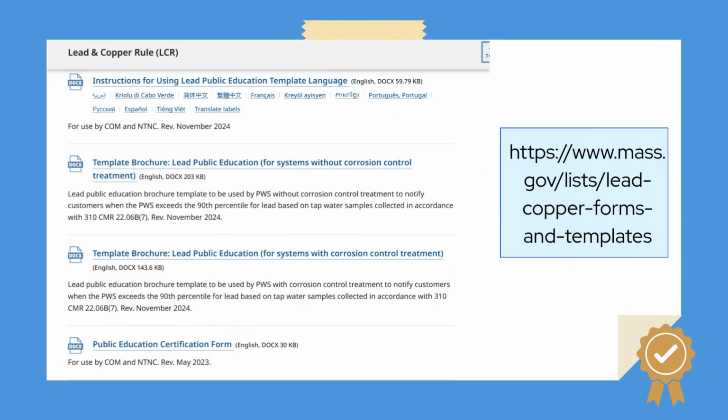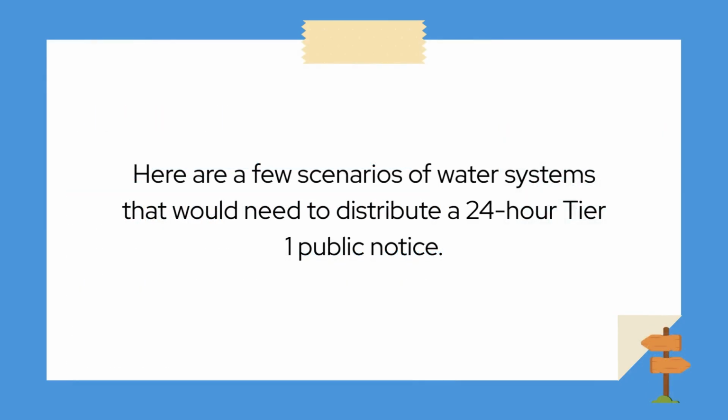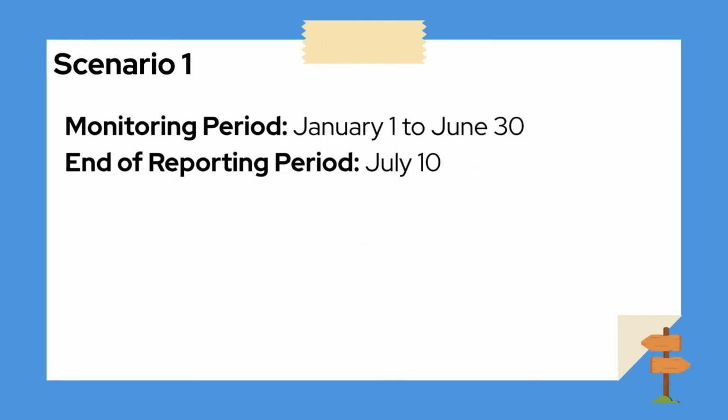And remember, systems also need to meet the public education requirements under the Lead and Copper Rule, or LCR. All LCR requirements are still in play, and systems need to meet LCR requirements to be compliant with Massachusetts drinking water regulations. Here are a few scenarios of water systems that would need to distribute the 24-hour public notice.